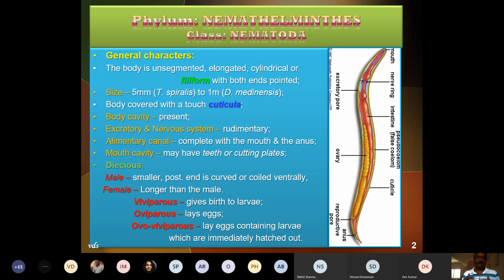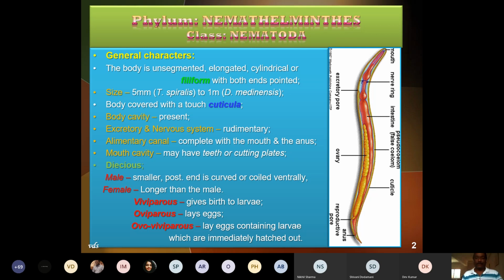The body is covered with a tough cuticula. The whole body of the parasite has a covering which is called cuticula. You will be observing the diagram of that cuticula in the next slide. The body cavity is present. These are cylindrical worms. It has a body cavity in which all the different systems are embedded. The reproductive system, the excretory system, the nervous system, all these systems are embedded or floating inside the cavity of the body. So body cavity is present. Excretory and nervous system are rudimentary.